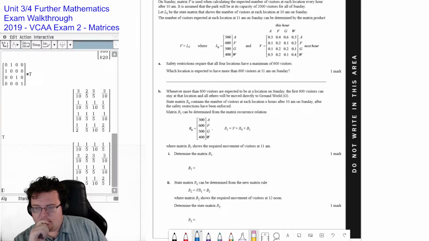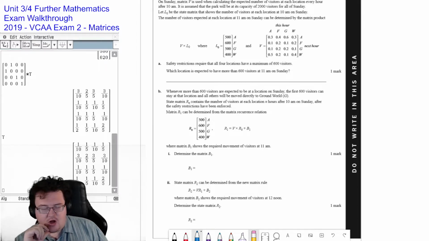So, on Sunday, matrix V is used when calculating the number of visitors expected. It is assumed the park will be at its capacity all day. L0 is the state matrix at 10 a.m. And then there is the transition matrix for how things will move around.